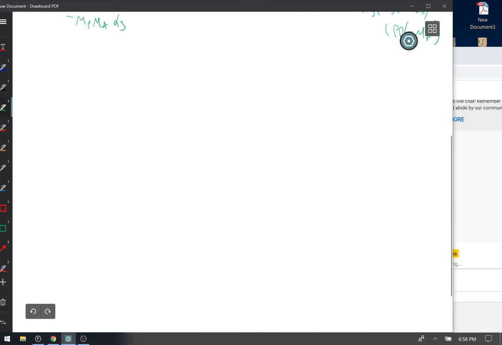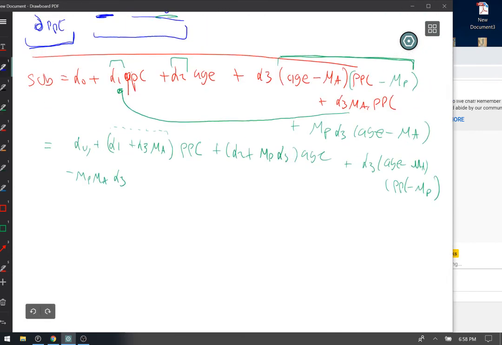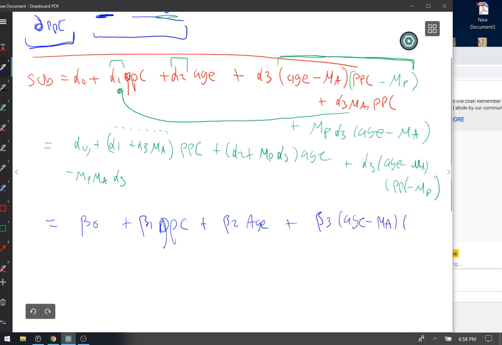And that's it. So all we've done is shown that we can rewrite this equation as equal to a constant, call it B0, plus B1 PPC, plus B2 age, plus B3, and then this effect in its deviation from its mean form, where we can just compare the coefficients. So B0 is of course alpha naught minus this mean term, mu p mu a alpha 3.